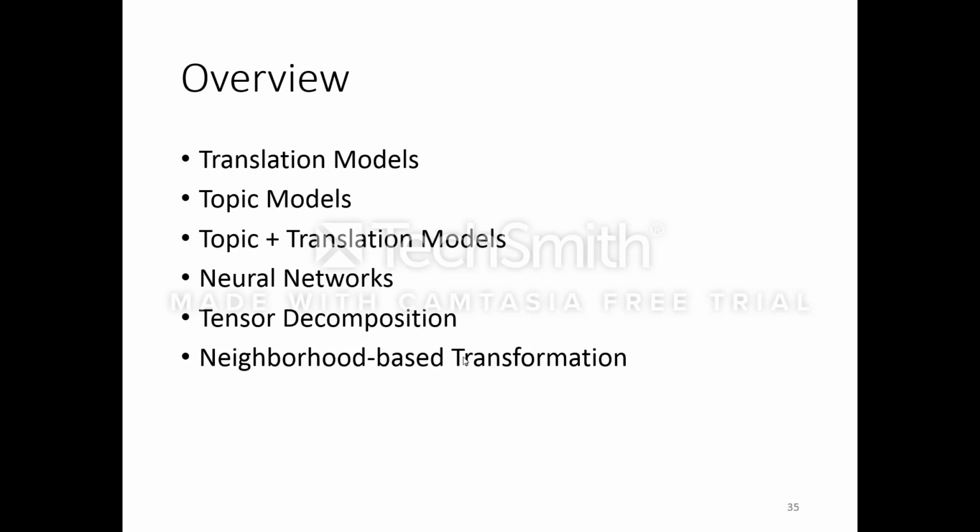We will look at some methods that use translation models, and we'll look at other methods that use topic models, and we'll also consider a method that uses both of them. Then we will turn our attention to neural networks and look at some methods that build upon neural network building blocks. Then one technique that works using tensor decomposition, and a last method that uses neighborhood-based transformation in order to do CQA retrieval. So the choice of these methods is basically motivated by the urge to illustrate the diversity of technical building blocks that have been used in CQA retrieval.